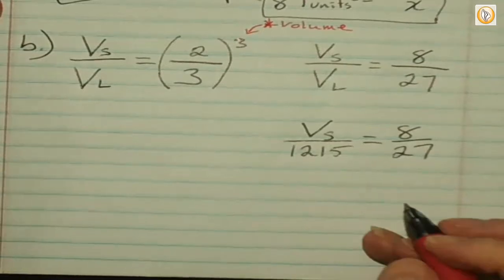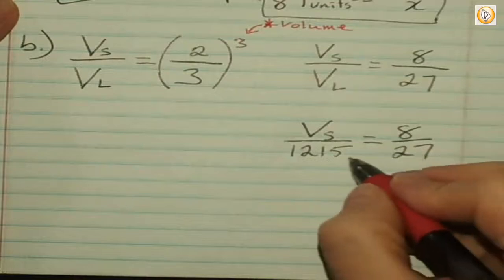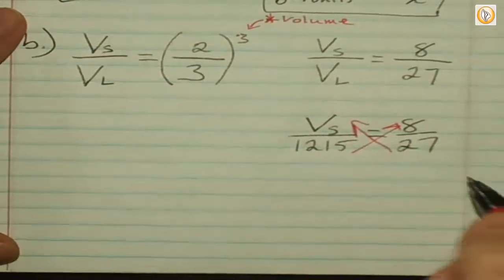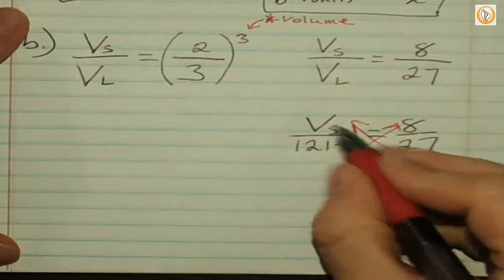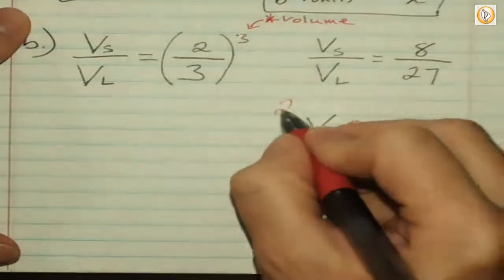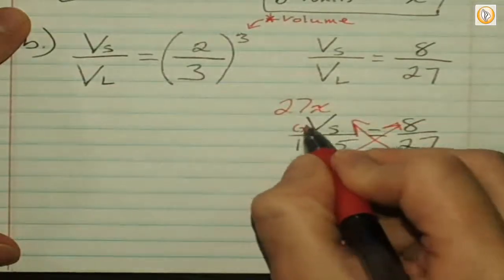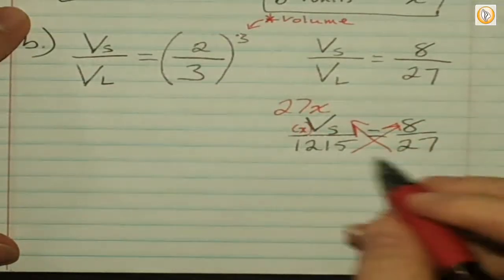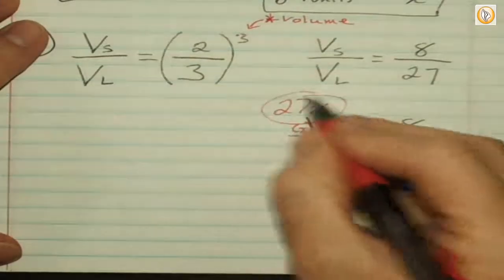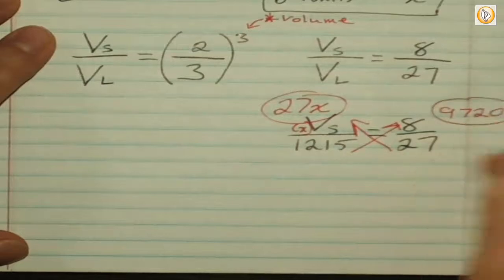So Sam, what do I do now? What you do next is you cross multiply. So 27 times small volume gives me what, Matthew? 27. Yeah, if you want to call it X, that's perfectly fine. We can say that's an X right there. Same thing. And then 1,215 times 8 is 9,720.